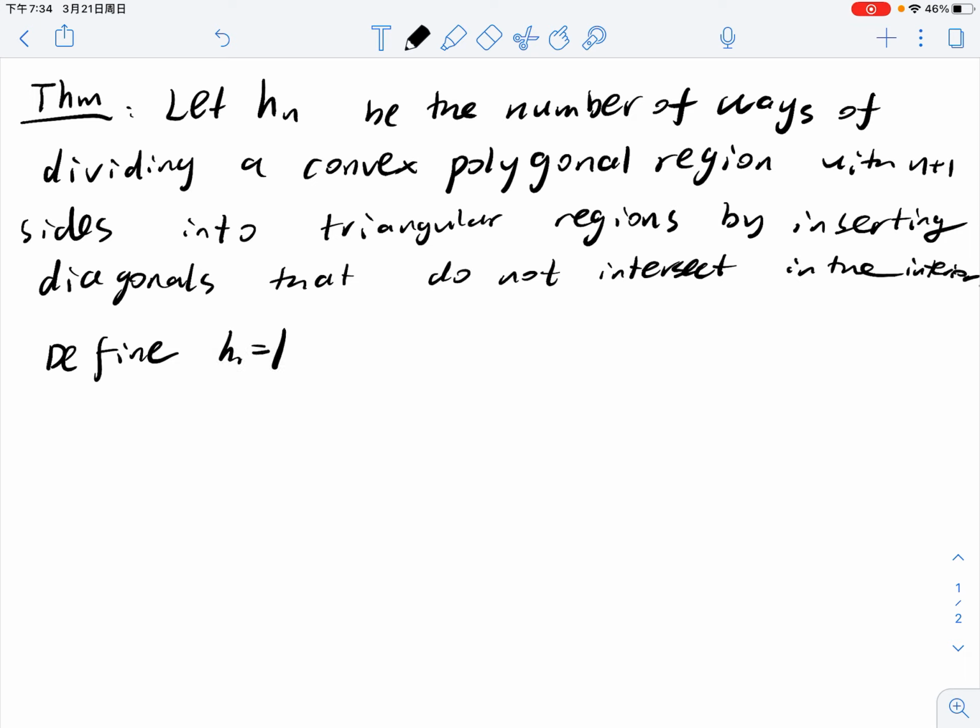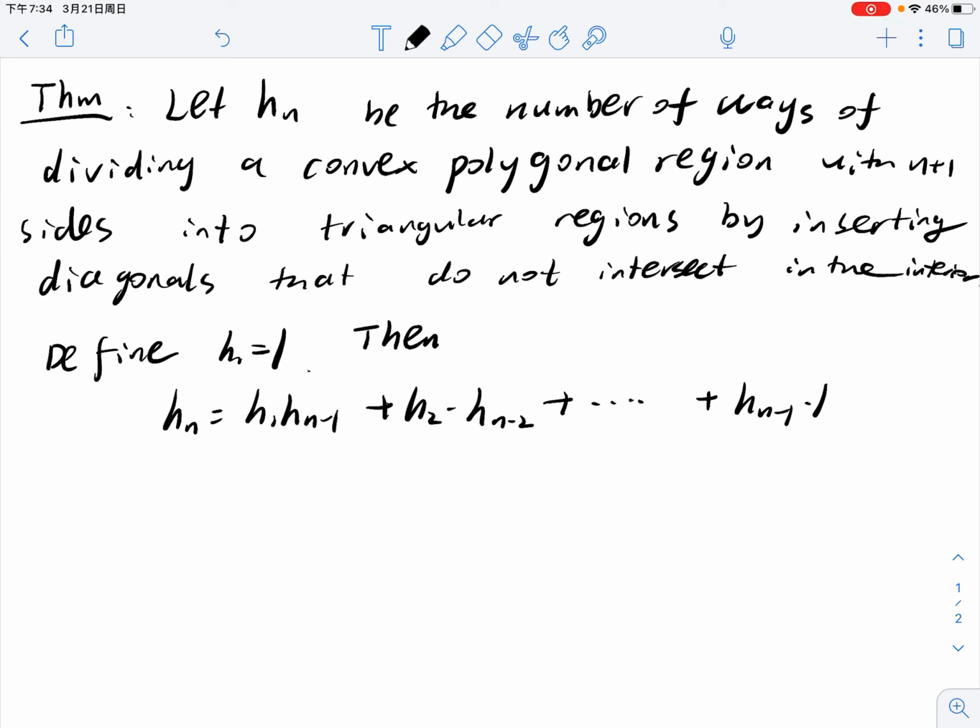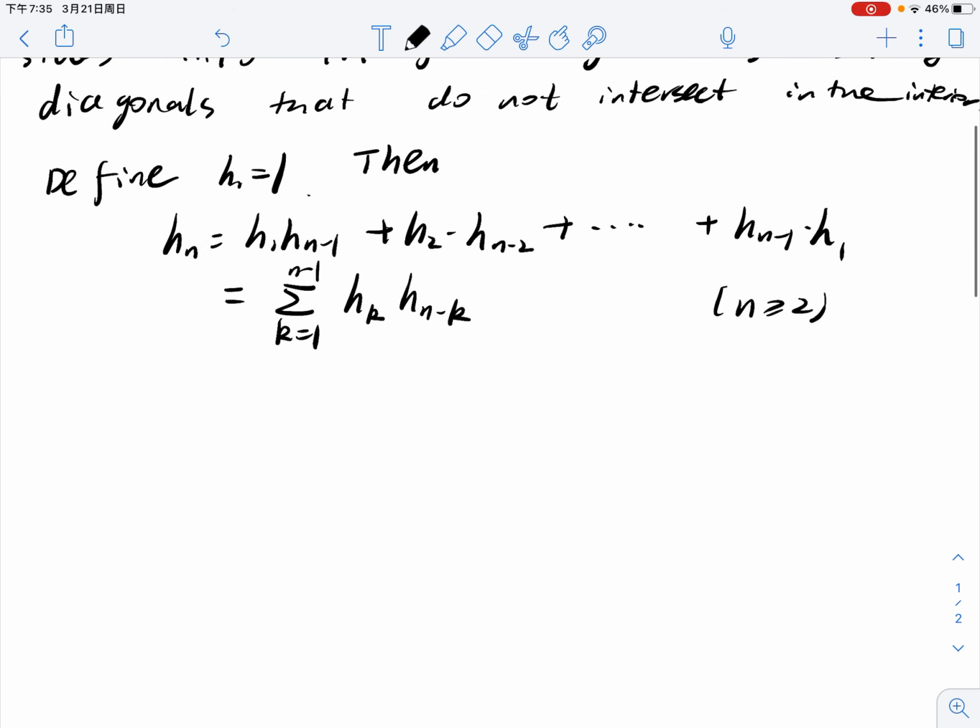So the first conclusion is we have a nonlinear recurrence relation as follows. Hn is h1 times hn minus 1 plus h2 times hn minus 2 plus all the way to hn minus 1 times h1. Or if you like, we can also write it in the following concise form: the sum of hk times hn minus k, for all n greater than or equal to 2.